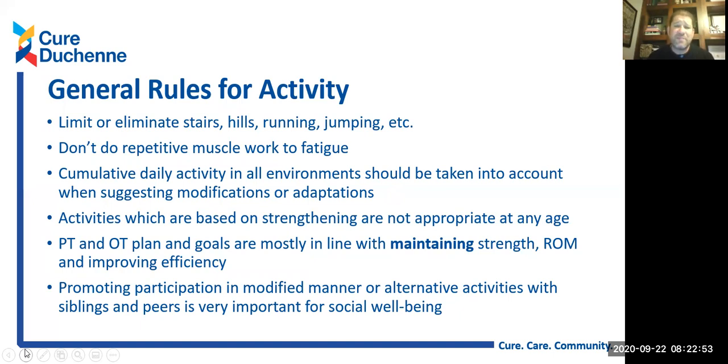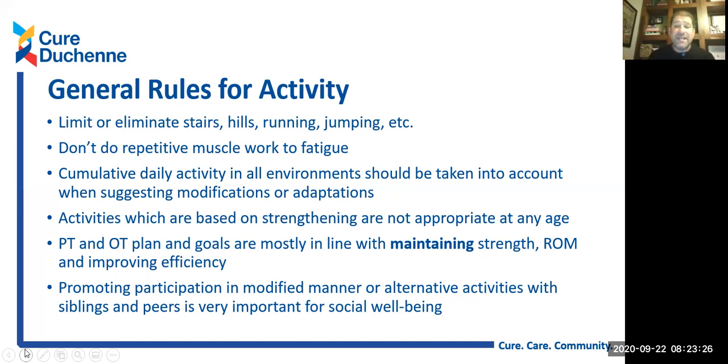Don't do repetitive muscle work to fatigue. So kind of a hallmark with activities is we don't want to work on strengthening. If we're doing repetitive muscle work to fatigue, whether it's walking up hills or using weights or some activity where they're getting really tired, even if we don't see it, more than likely there's damage happening to the muscle underneath the surface. And that damage is cumulative. We want to try to avoid or limit that damage as much as possible.